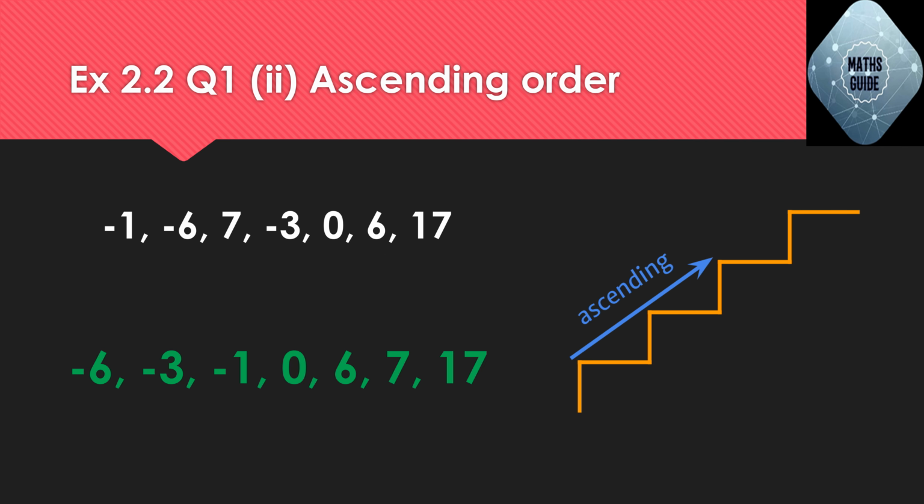This is again exercise 2.2 question number 1 part 2, and we have to arrange these integers in ascending order. We have negative integers and positive integers. The smallest among them is -6 and the greatest among them is 17. Arranging from negative to positive, we get our ascending order of integers. Keep in mind that the value of negative integers decreases as the number increases. It means -6 is smaller than -3, and -3 is smaller than -1, and -1 is smaller than 0.